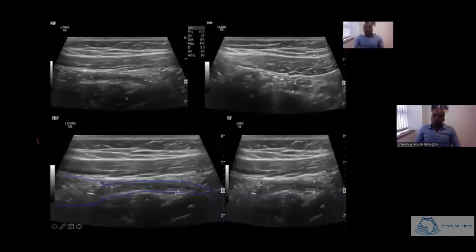So this is the image of the appendix. Here we can see the skin, so you look at the top left corner of your screen, the skin, the superficial subcutaneous layer, the subcutaneous layer. Then we have the anterior abdominal wall muscle, and from here you can then see the peritoneum and the bowel. So this here is the appendix.